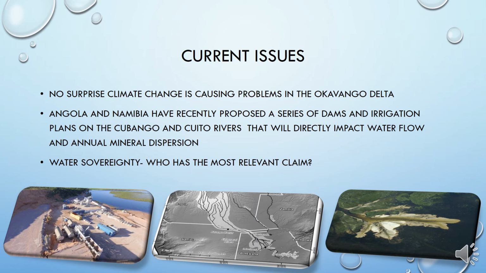Right now, there are current issues. It's no surprise that climate change is causing a problem. The area is experiencing less rainfall and is therefore becoming much more dry, which is causing issues both ecologically and economically as people struggle to fit what they need inside these new parameters that climate change is causing. Angola and Namibia have also decided that they need more hydropower and are therefore doing more to harness the rivers, which does directly impact the water flow and annual mineral dispersion into the alluvial fan of the delta, which is causing issues for the delta as well as for the people who rely on it.